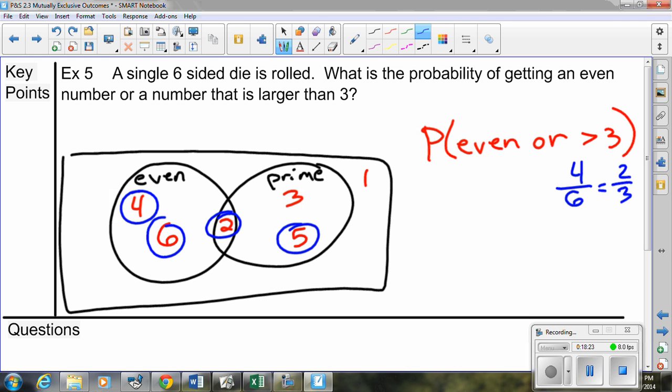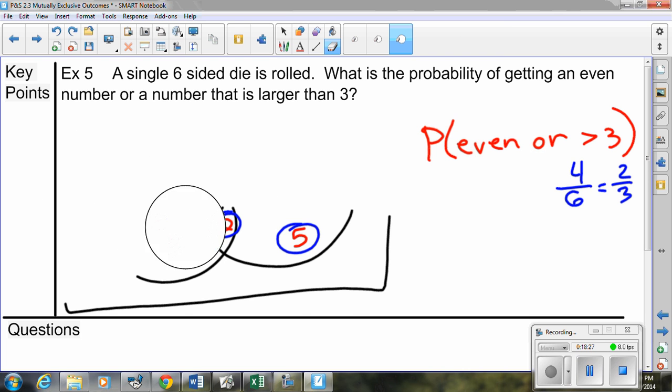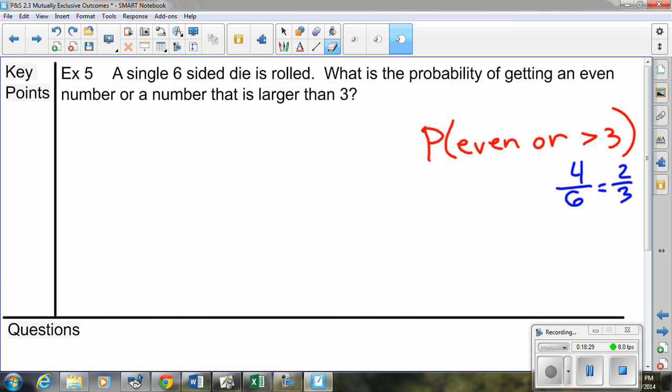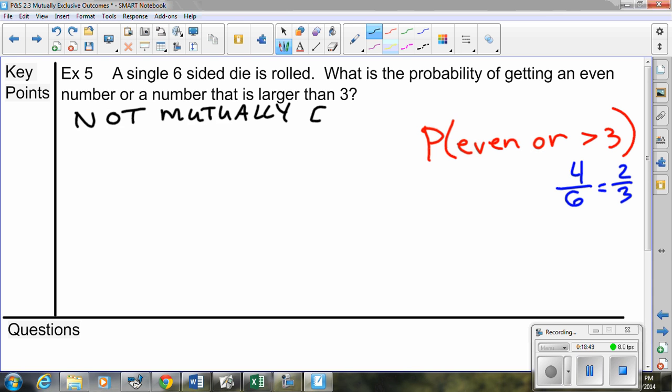But this is not the only way that we could have done it. Instead of using a Venn diagram, we could have used the formula. Are these mutually exclusive events? Is it possible to be both even and bigger than 3 at the same time? Yes, it's possible. Because this is not mutually exclusive, which formula should we use?